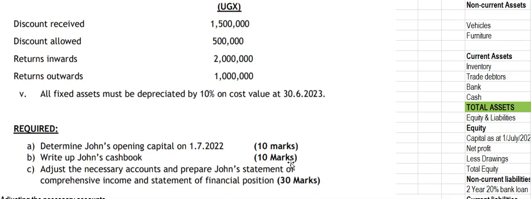John is not keeping proper books of accounts. The records are incomplete. John is using single entry accounting, so meaning that we have to see how we can come up with financial statements from these messy records.